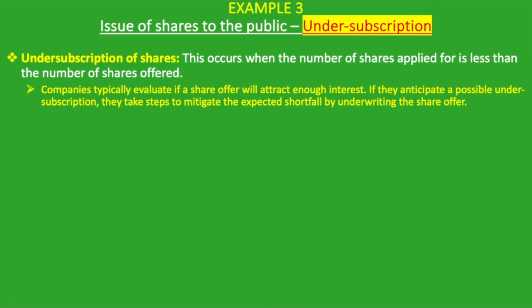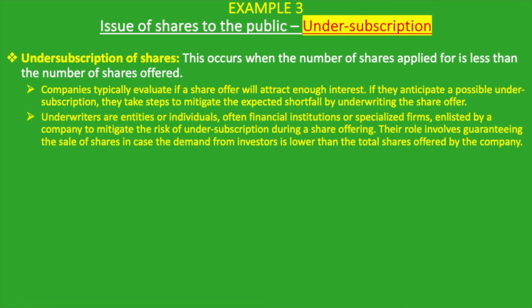So what do we mean by underwriting, and who are the underwriters who will be underwriting the share offer? Well, underwriters are entities or individuals, often financial institutions or specialized firms, enlisted by a company, so the company that is issuing the shares, to mitigate the risk of undersubscription during a share offering. Their role involves guaranteeing the sale of shares in case the demand from investors is lower than the total shares offered by the company. And so you're getting the underwriters to guarantee you that you will get applications for all the shares that you are offering to the public.